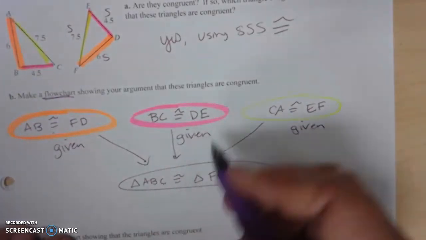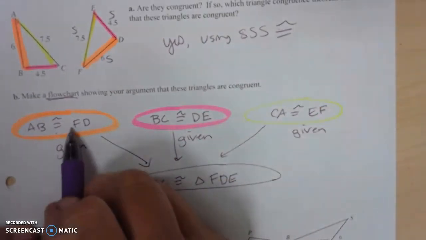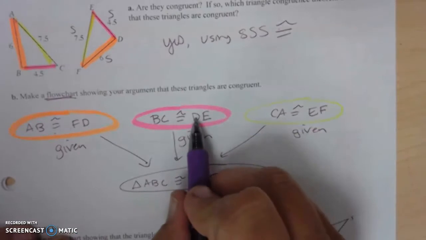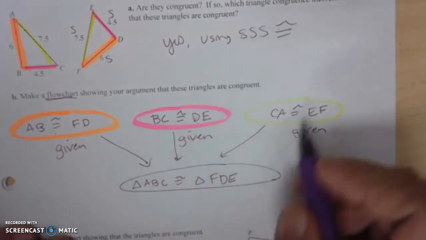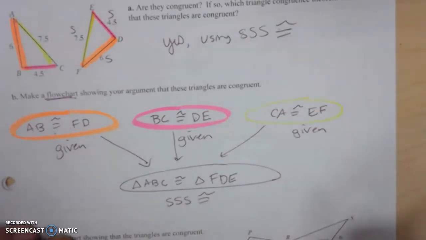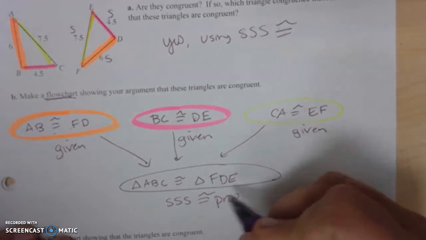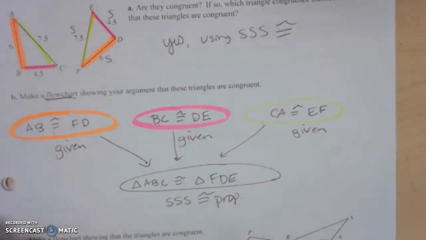And then what was the reason? Well, we found it up here, SSS. So just like I said, the reason I can say those are congruent is given. I put my reason underneath: SSS congruence property. Okay, if you just wrote the congruence, I'd be totally fine with that.